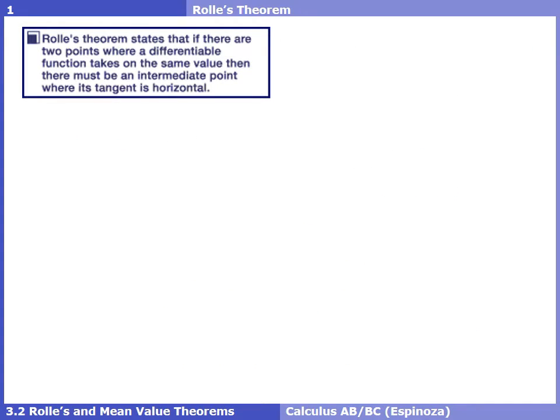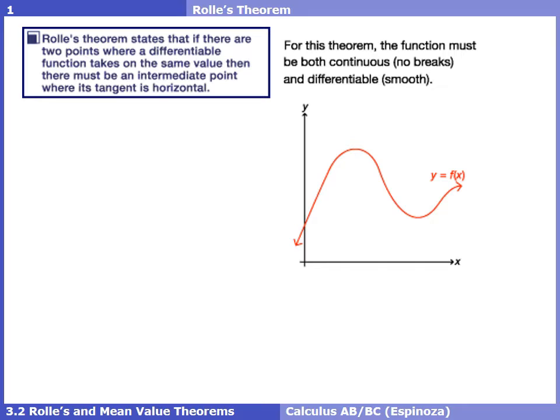Okay, so let's take a look at the first theorem called Rolle's theorem. I'm going to go ahead and read what Rolle's theorem says, but we'll dig into the details of it in a moment. Rolle's theorem states that if there are two points where a differentiable function takes on the same value, then there must be an intermediate point where its tangent is horizontal. Now, for most students reading that without an explanation, it's not that intuitive to understand. So let's take a closer look at what this theorem is talking about visually.